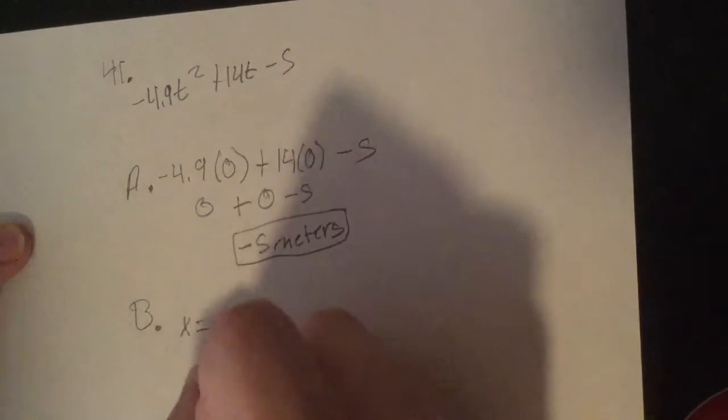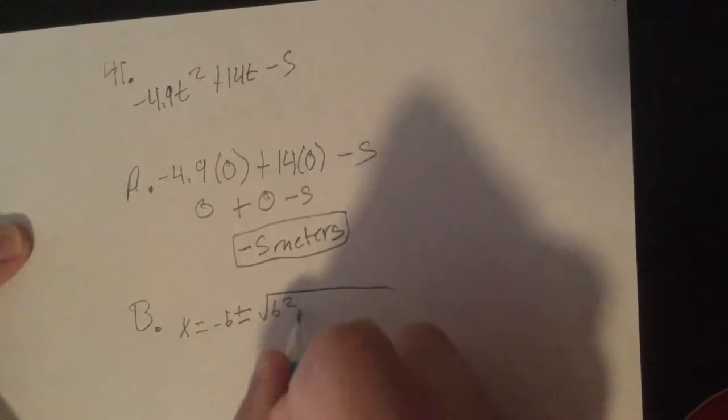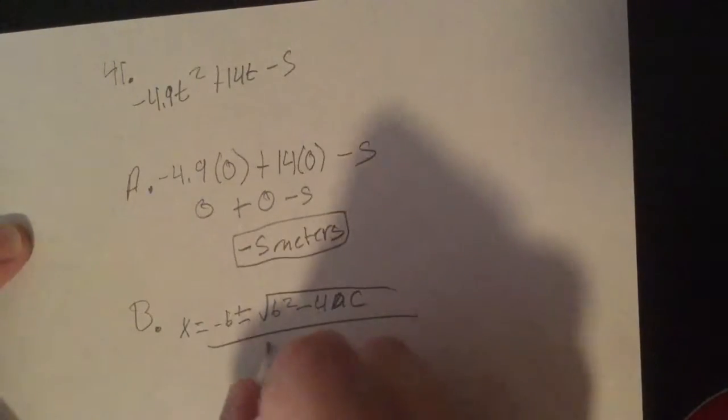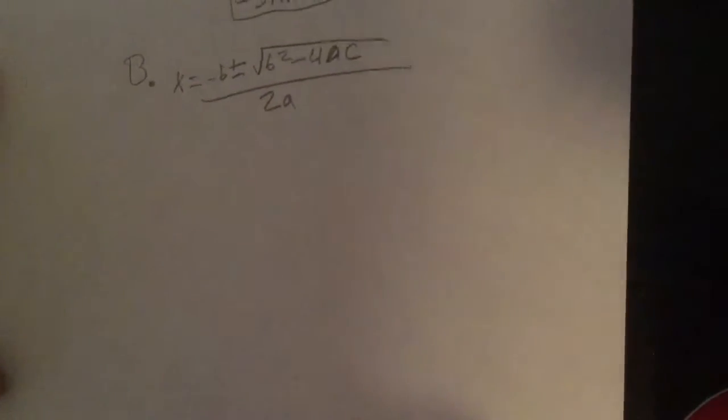X equals negative b plus or minus the square root of b squared minus 4ac, all over 2a. And that is the whole formula there. For this, we're going to have to plug in the corresponding numbers. Actually, this x isn't supposed to be x. Technically in this problem it's going to be a t.